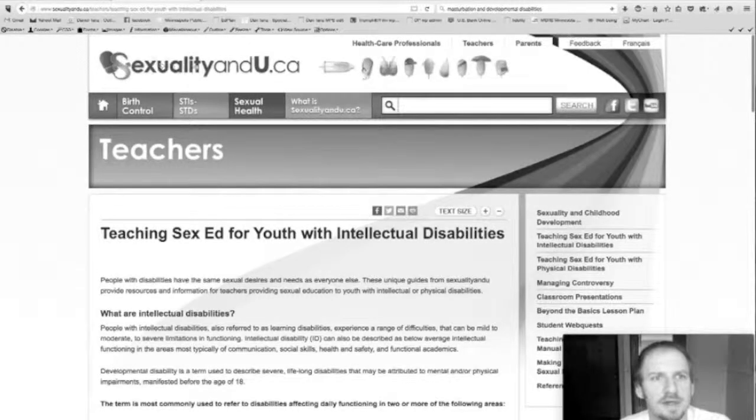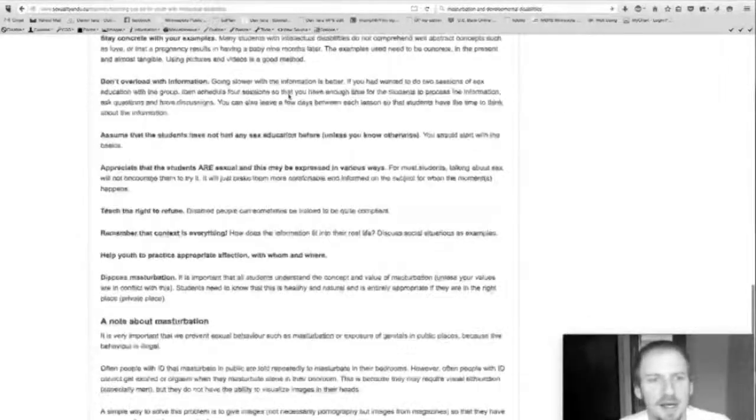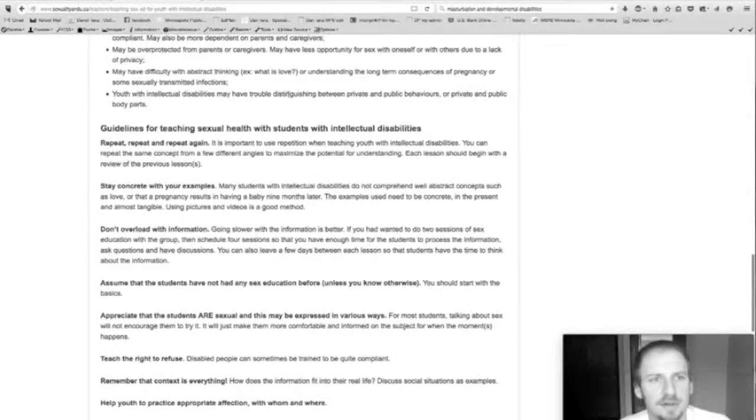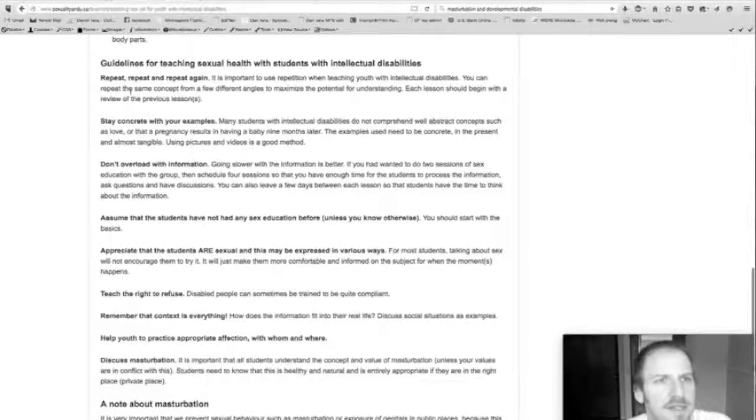From sexualityandyou.ca. I figured since it was a California website, it must be cutting edge. So I'm going to jump down to here. It says guidelines for teaching sexual health with students with intellectual disabilities. First, it says repeat, repeat, and repeat again. It is important to use repetition. I've heard that before.